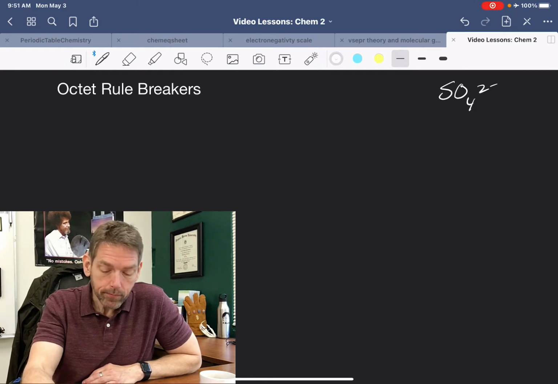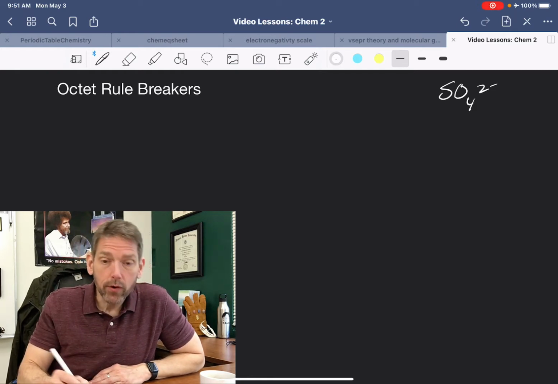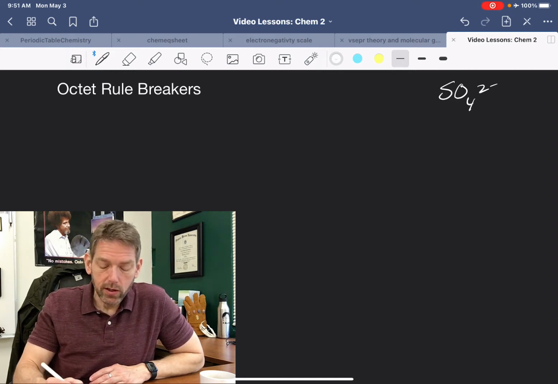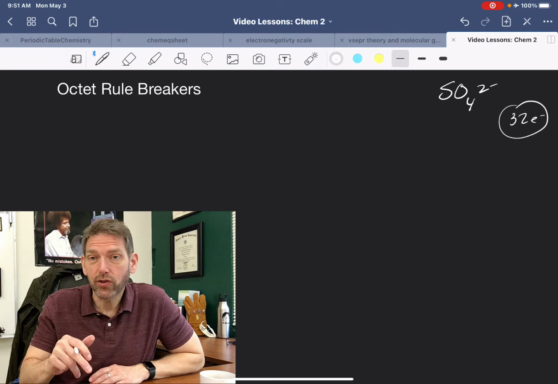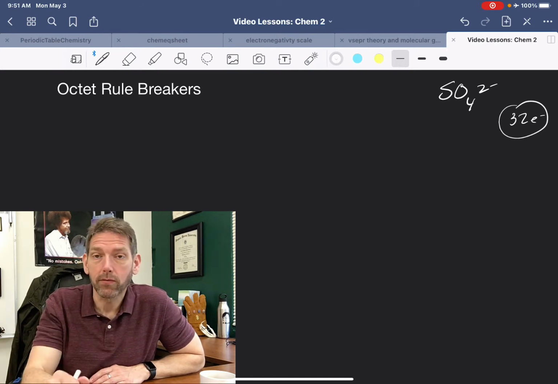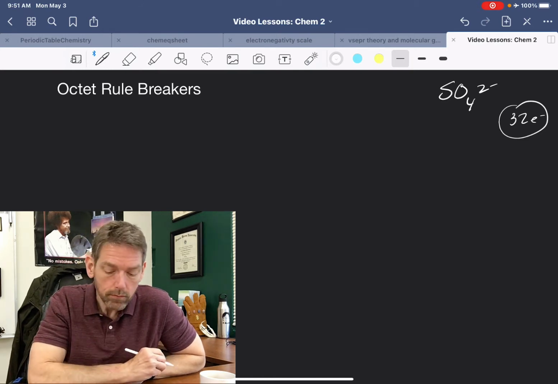I love that stuff. So if we follow rules 1, 2, and 3, we have 4 oxygens and a sulfur. Sulfur has 6 electrons. The oxygen, there's 4 of those, each with 6 electrons, and then we have to add in the other 2 here. When we're done, we know we need a total of 32 valence electrons. If you're not sure how to calculate that, jump back into those other videos where I detail that for you.